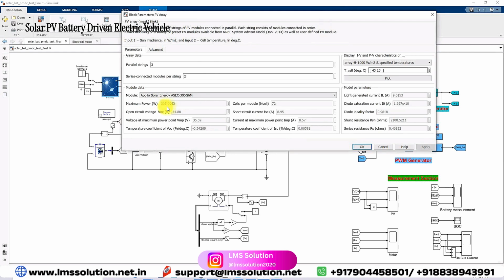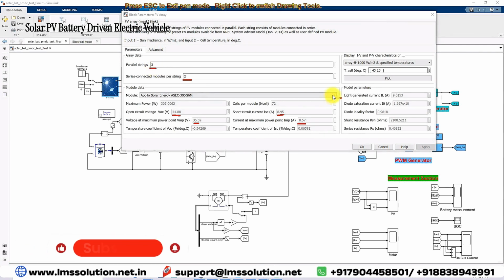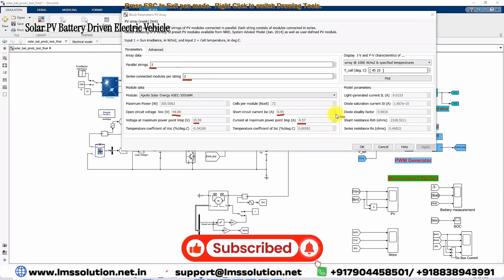A single panel rating is 305 watts and open circuit voltage is 44.8 volt. The voltage at maximum power point is 35.59 and short circuit current is 8.85 and the maximum power point current is 8.57. Here we are using two series strings and then three parallel strings. It will generate a maximum of 1830 watts at standard test condition.